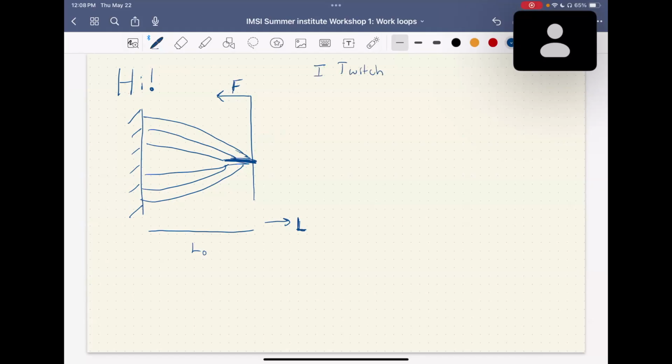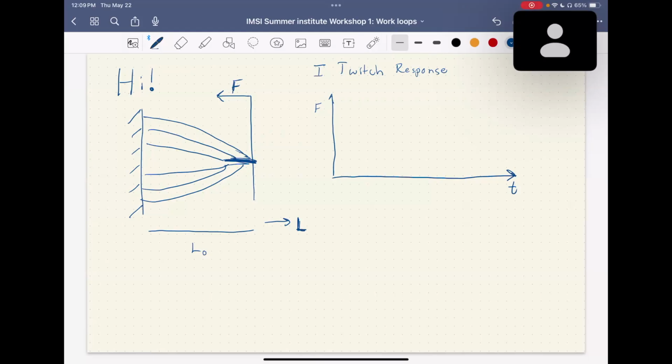And in a twitch response, what we would do is hold the muscle at a constant length, let's say L naught, and we would measure the force that the muscle produces. So we'll put that on the y-axis, and we'll measure that force over time in response to some kind of stimulation that we provide. And usually when we talk about a twitch response, what we mean is that we're sending a single brief pulse or spike of activity to the muscle.